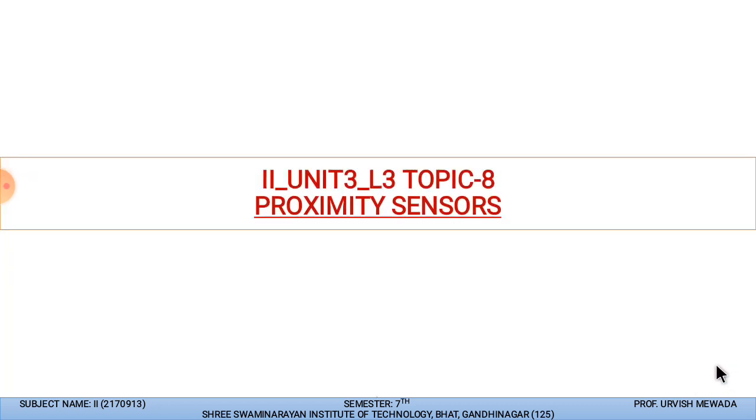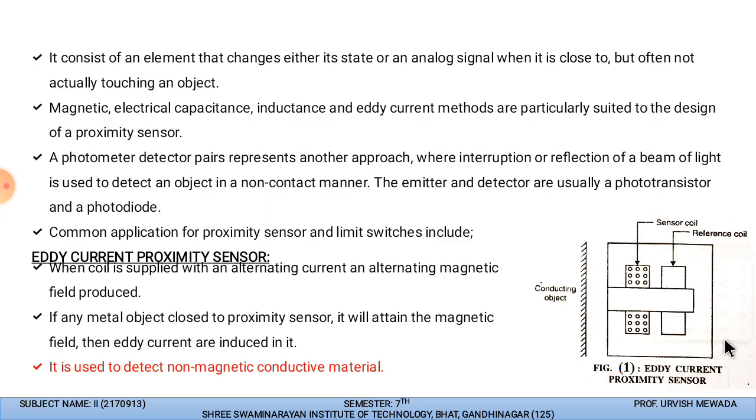Now, after this incremental encoder, we have topic number 8, which is the proximity sensor. So let us discuss topic number 8, the proximity sensor. Proximity is nothing but an object which is near to the sensor. Here you can see the diagram of the proximity sensor.